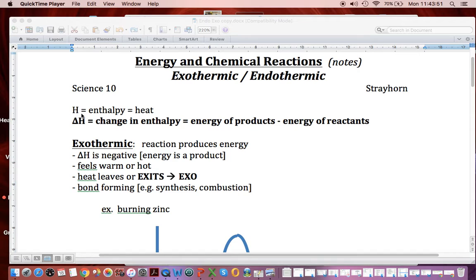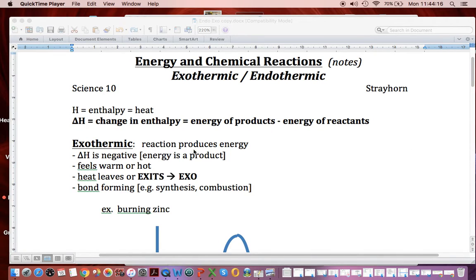So we have a capital H, and that refers to heat and also enthalpy. Delta, the Greek letter delta, means change. So delta H means a change in enthalpy. What we do is we look at the energy the products have and we subtract the energy the reactants have. And that difference is going to tell us about whether we produced heat or absorbed heat.